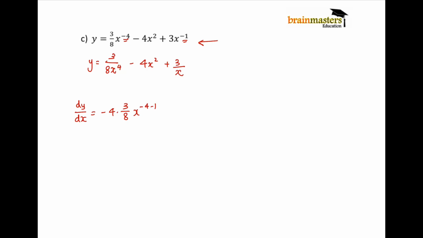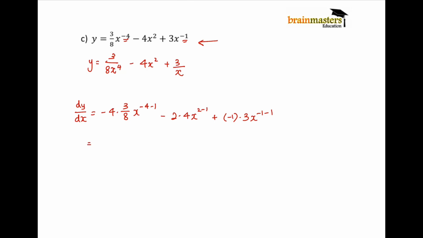Power minus 1. And minus, power bring down, multiply to the constant, and my power minus 1, and positive because of the original question. And my negative 1 bring down, multiply to my constant, and x power negative 1, power minus 1. So this is how it will be. By doing it this way, it's using the same method as the original. Now I just need to simplify.